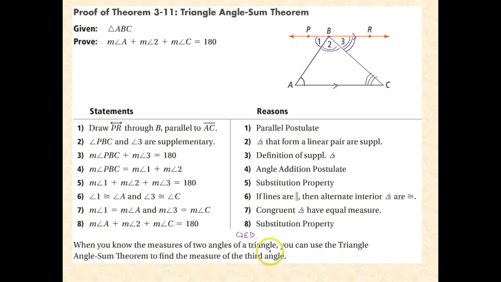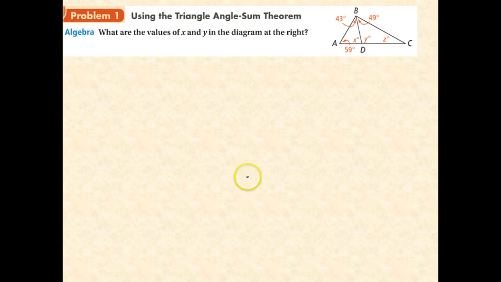And if you're given some triangle and you know two angle measures, you can use the triangle sum theorem to find the measure of the third angle. So let's use it. What are the values of x and y in the diagram at the right? Well, let's see. I know that the three measures of the angles of this triangle, triangle ABD, add up to 180. So 43 plus 59 plus x has to equal 180, because those are the angle measures of this triangle.